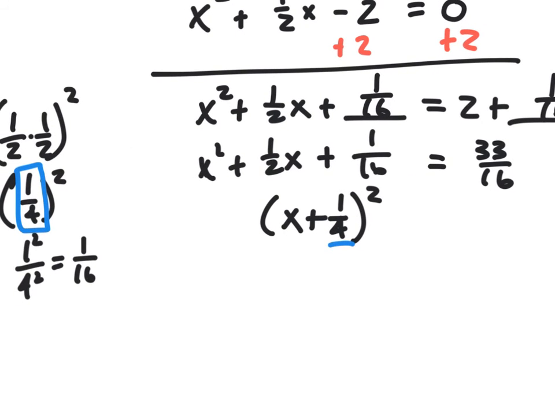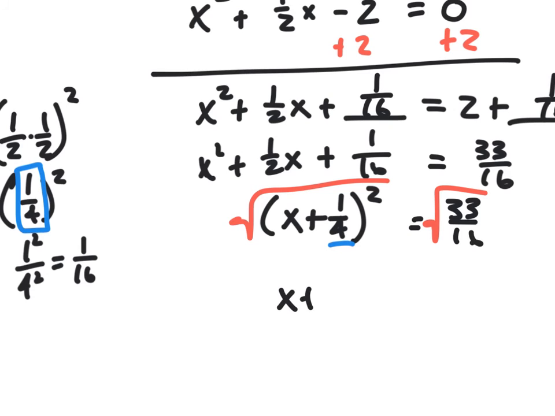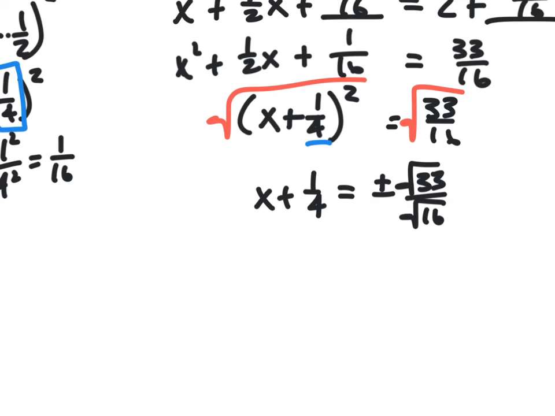And then this is all equal to 33 over 16. Now what I can do is take the square root of both sides. On the left side, I get x plus 1/4 is equal to, and what should I do over here? I'm going to do plus or minus the square root of 33 divided by the square root of 16. Now, what I have is x plus 1/4 is equal to plus or minus the square root of 33 all over 4. The square root of 16 is 4.